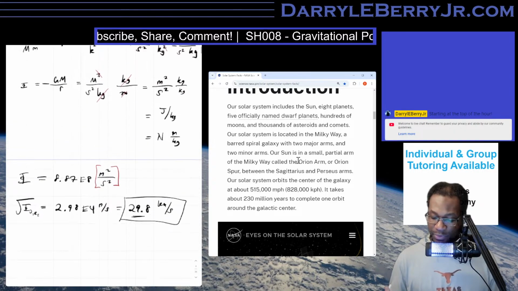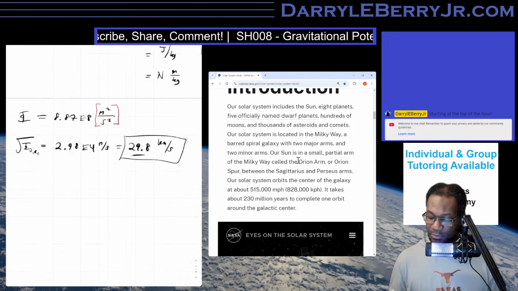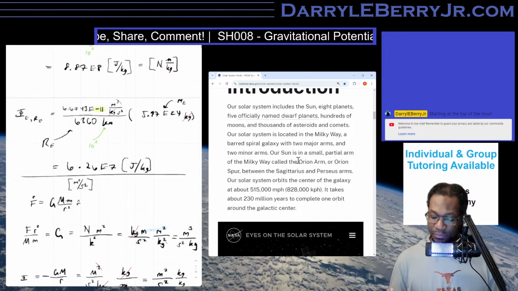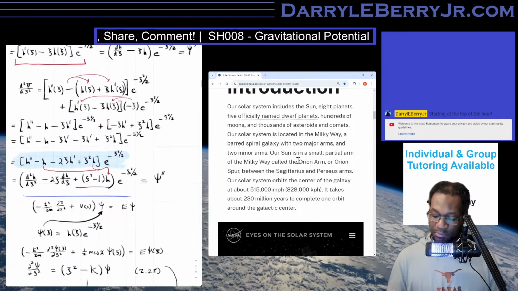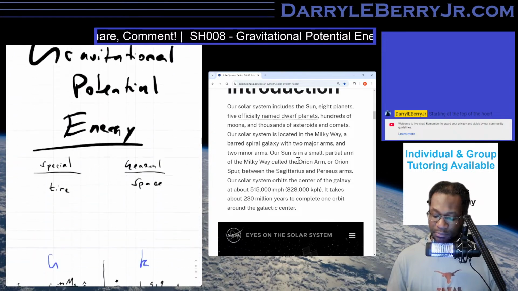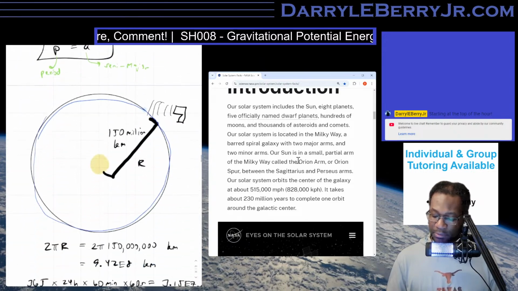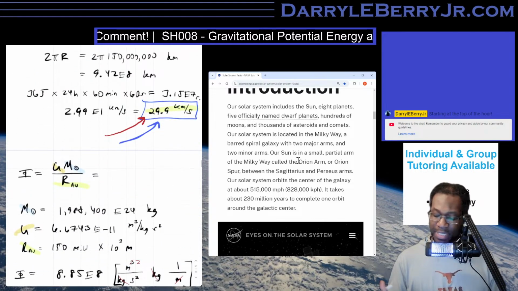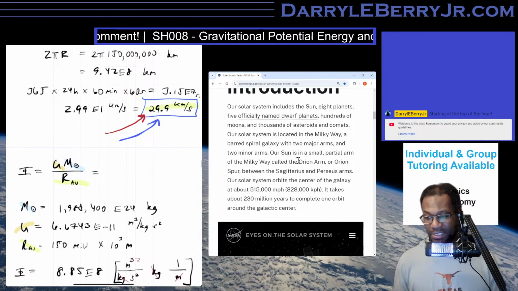So we got, just do one, 29.8 kilometers per second. This is the week. Maybe I'm looking at the wrong one. I remember having a drawing of the Earth there. Here we go. Yeah, so 29.9 kilometers, about 30 kilometers per second.